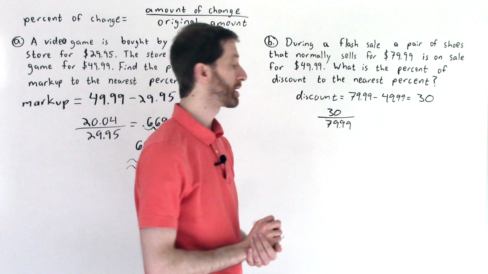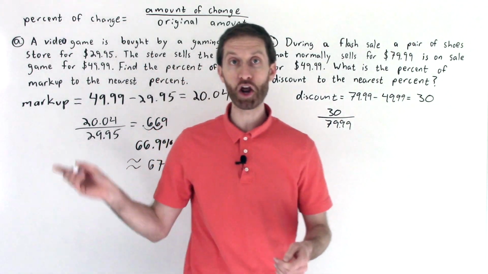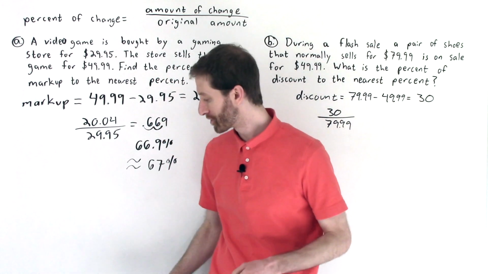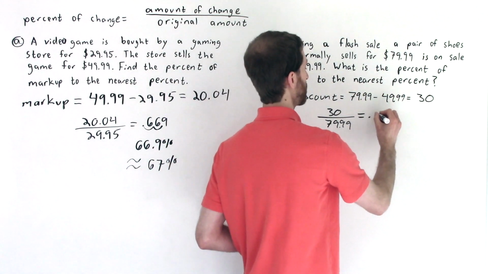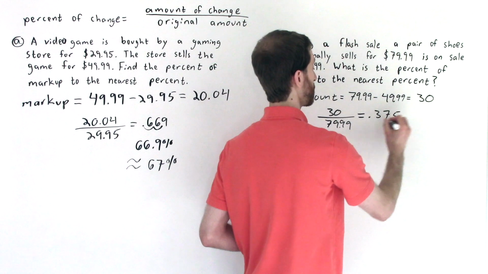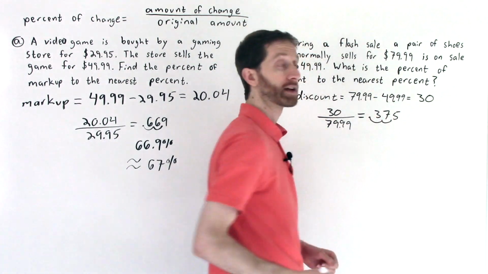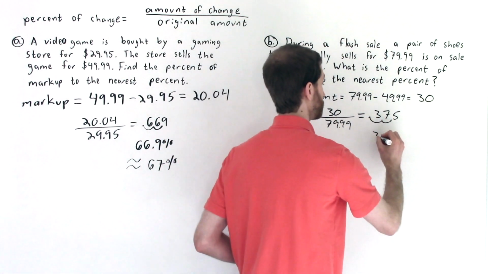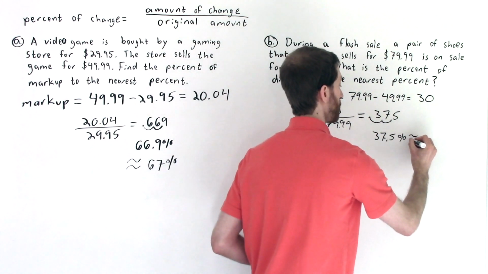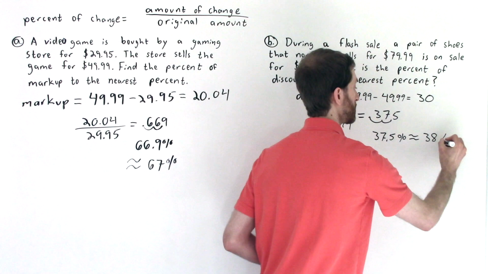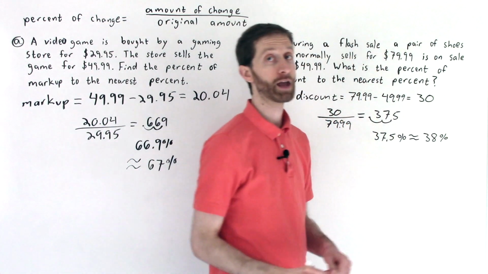So 30 divided by $79.99, and I've got that answer off the side of the board as usual, is roughly 0.375. As a percentage, moving the decimal 2 places, that's going to be 37.5%. So we have a 37.5% discount, which is approximately 38%. So the percent of discount is 38%.